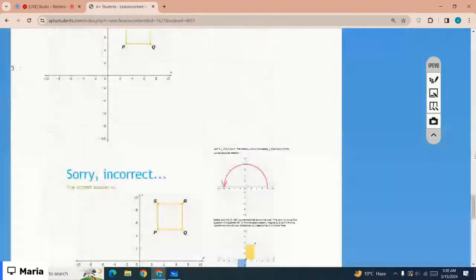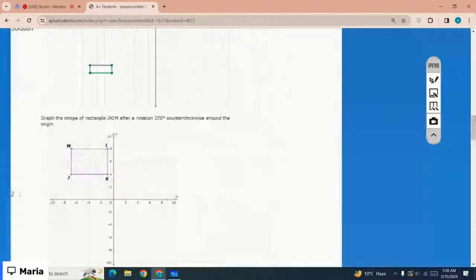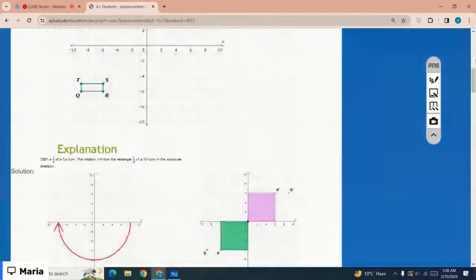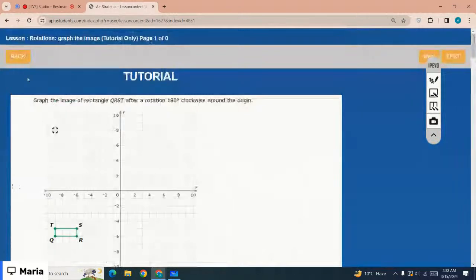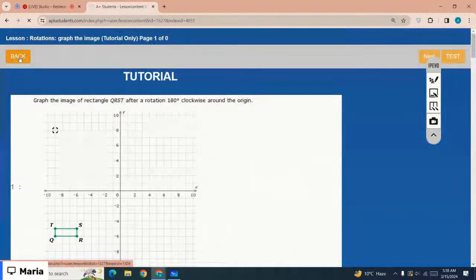So you don't have any practice questions for this lesson here. You can find the lesson in your book and do as many practice questions as you can, right? So we are done with the lesson. We are working on grade 6 math.